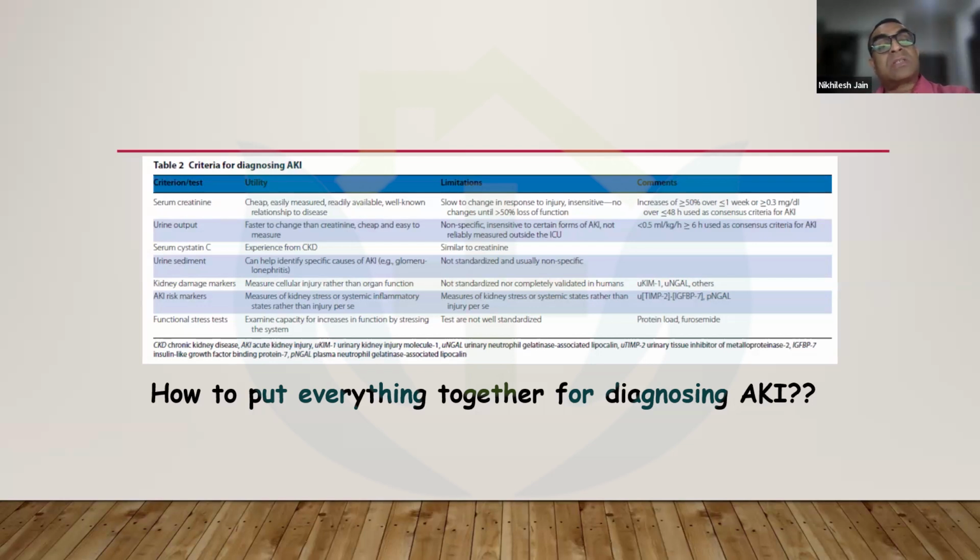And then you have got functional stress tests, which examine the capacity for increase in function by stressing the system. These tests are again not well standardized. We've got a furosemide stress test, which we will be doing subsequently again. It was told last time, and a protein load test. This is mainly for patients who are going from AKI stage 3 and beyond. So all these things would be something that you would need to put together and talk about.